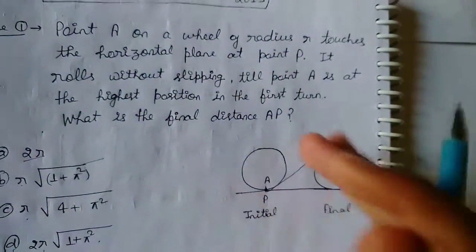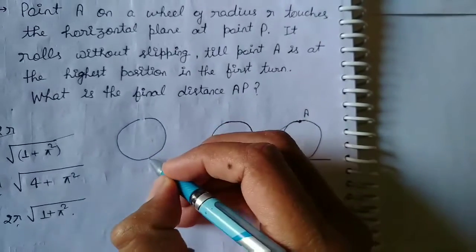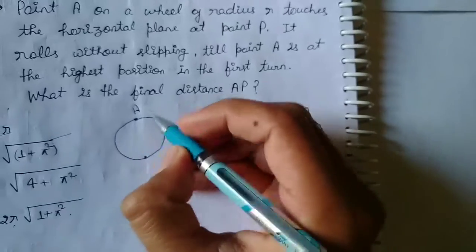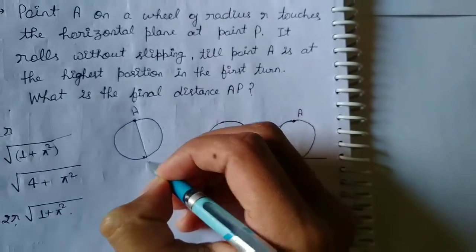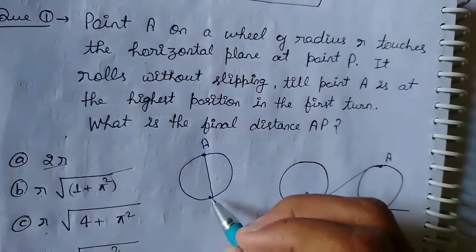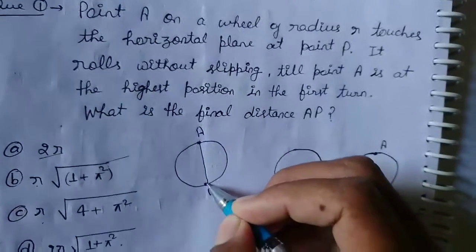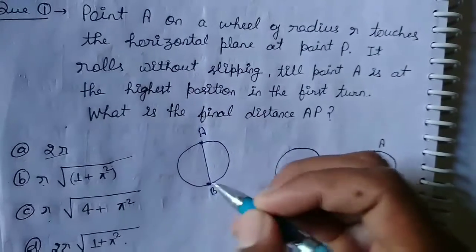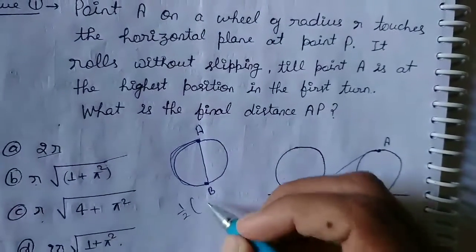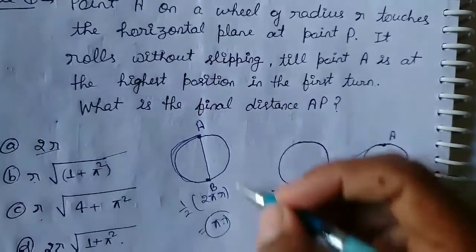So first of all, forget this figure and suppose that you have a circle and there is a point, and there is another point diametrically opposite to this point, say B, and there is a point A. Now in order to reach from this point to this A, which is diametrically opposite to B, what distance do you have to cover? You have to cover half of the circumference of this circle, that is pi r.